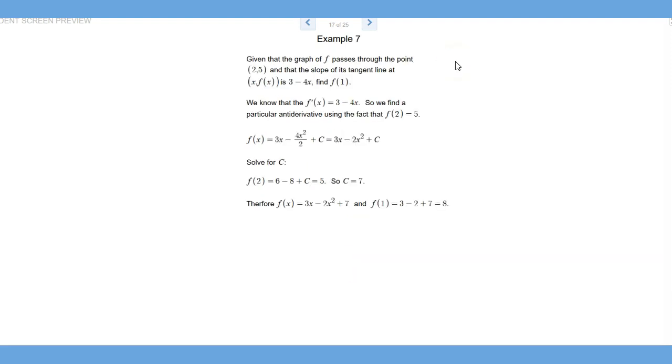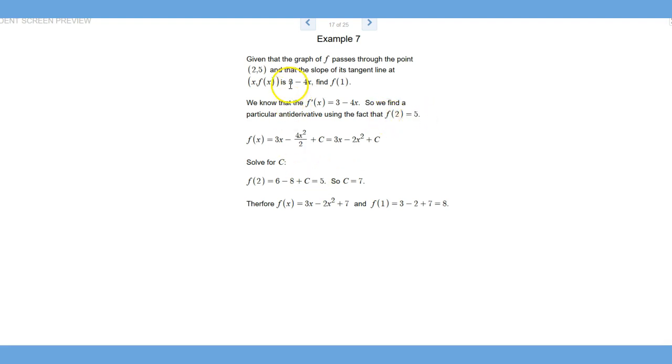Another example, another problem where the directions are given another way. Given that the graph of f passes through the point (2,5), and that the slope of its tangent line at any point is 3 minus 4x, find f of 1. So we're being told that the derivative function is 3 minus 4x. So we want to find a particular antiderivative because we're also told that the function passes through the point (2,5). So in functional notation, that's what we're being given.